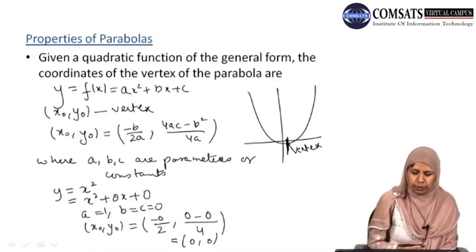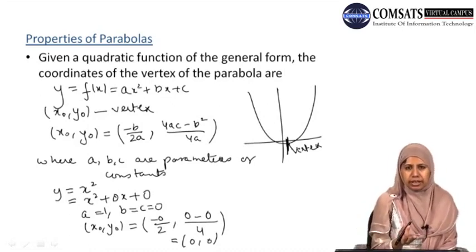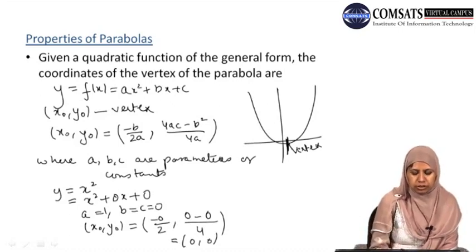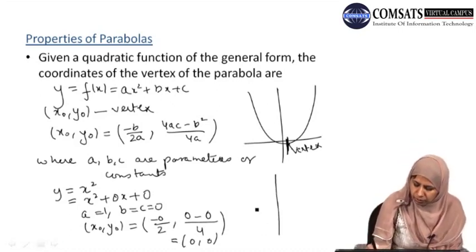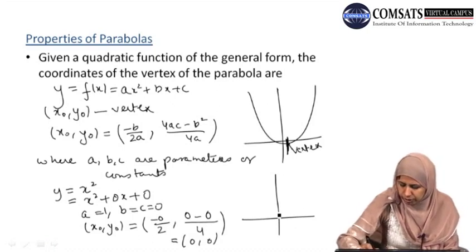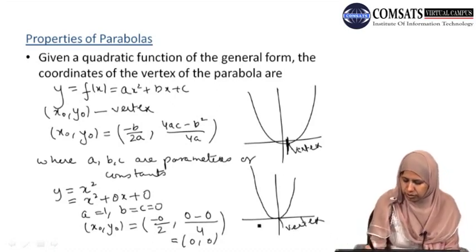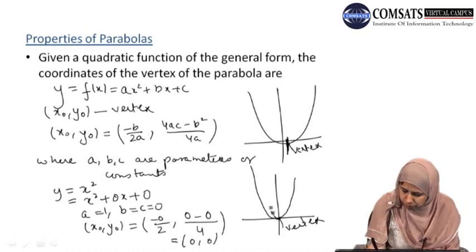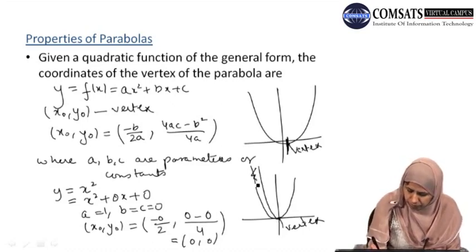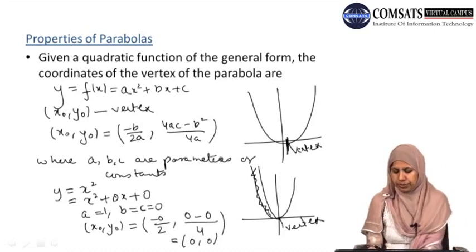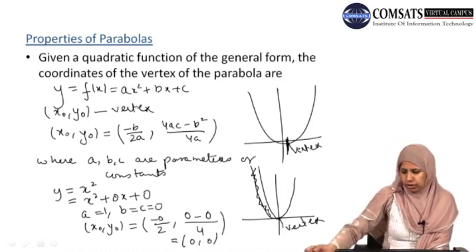So the point where the parabola changes its direction is basically the origin for this simplest quadratic equation. That is, the point is this. This is the vertex. The origin is the vertex in this case. It should be like this, and we may omit this side.